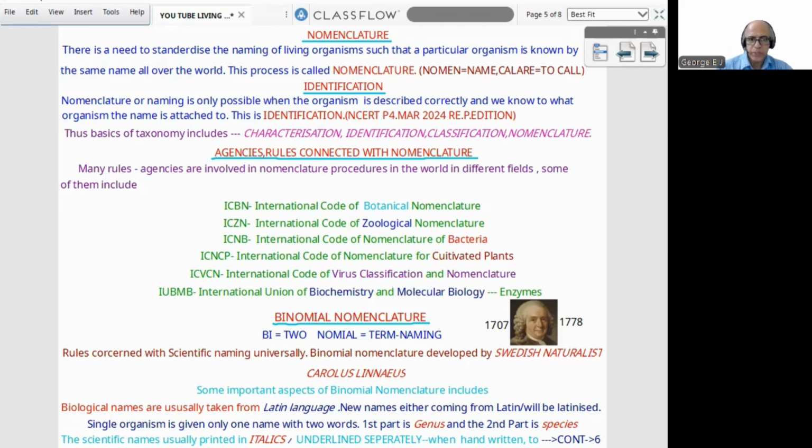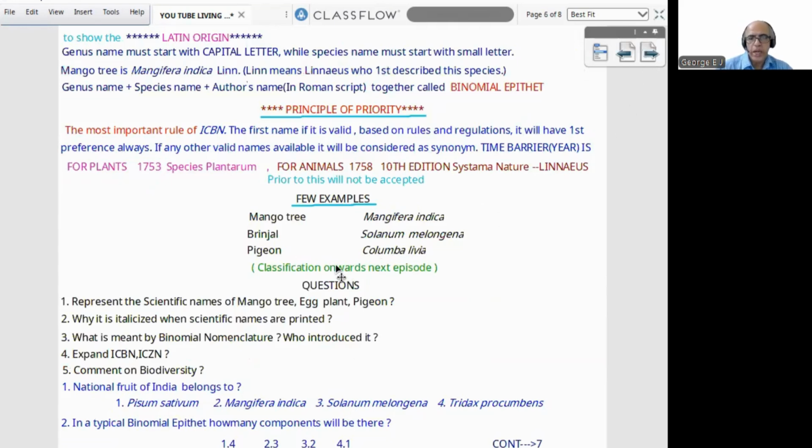Scientific names, when printed, are usually in italics, or underlined separately when handwritten. So there is a purpose in it. Printing means it has to be italics. Underline means when we write by hand, it should be underlined separately. And what is the purpose? Again, that is a question. It is to show the Latin origin.